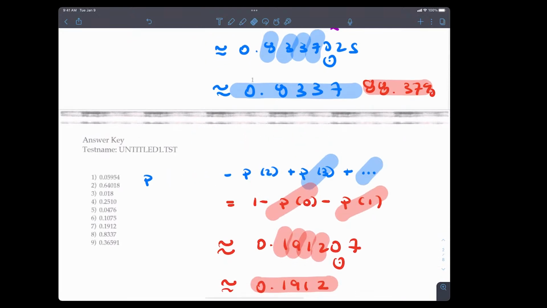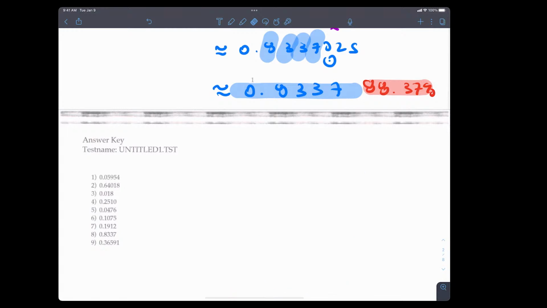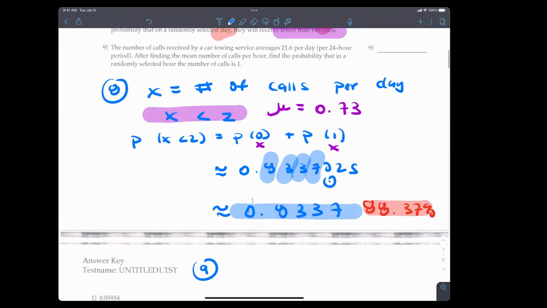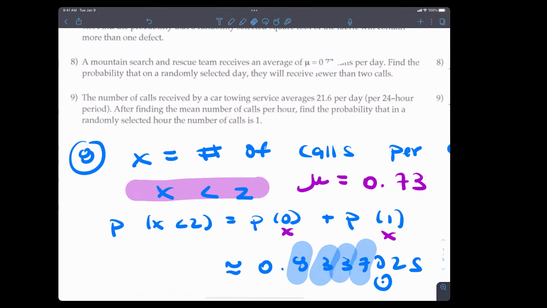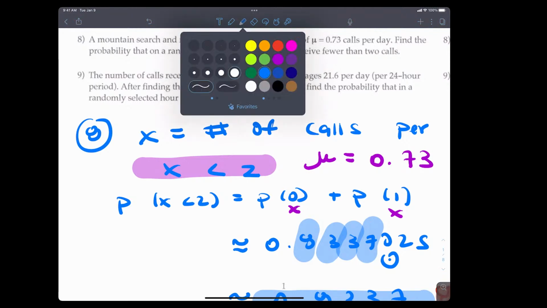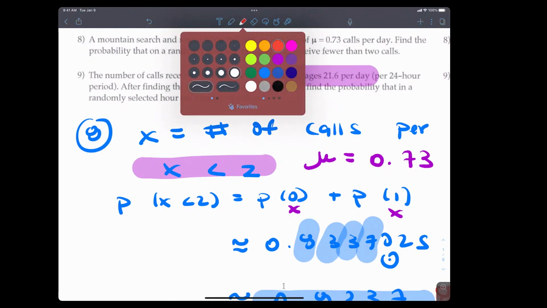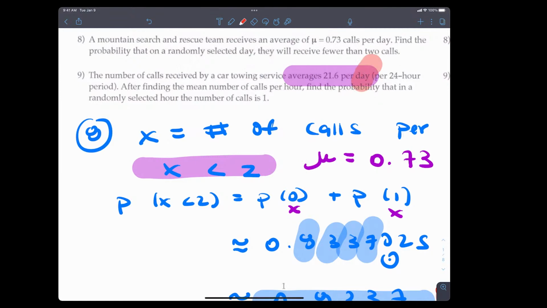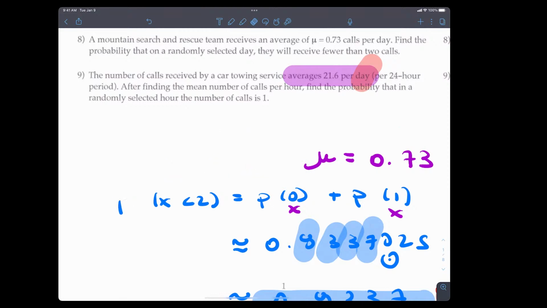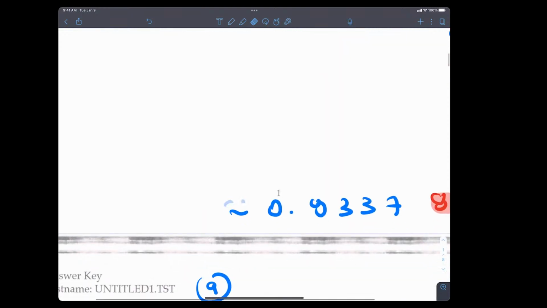And that leaves us with number 9. So I'm going to erase all of this here. Let's read number 9. I'm going to erase this so it doesn't distract us. It says the number of calls received by a car towing service averages, that's a mean, 2.16 calls per day. Now we've been talking about this. Maybe I'll get rid of 8 as well because it's similar to number 9. It's really the number of calls, like the number of emergency calls you get.